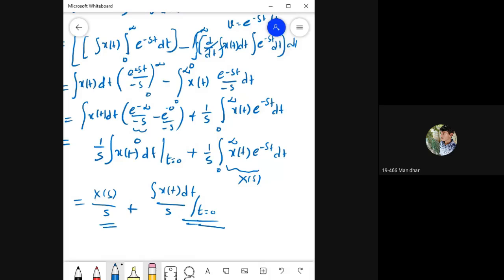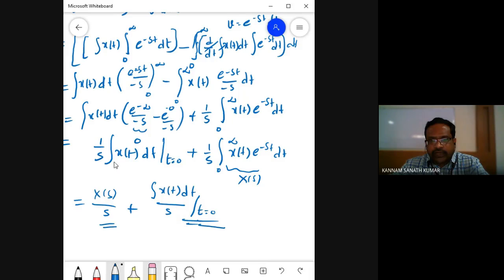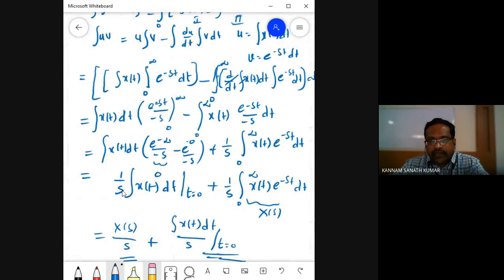Sir, at t equal to 0 means what, sir? At t equal to 0 means here you applied the limits for this one. So if you see this one, this is the multiplication.